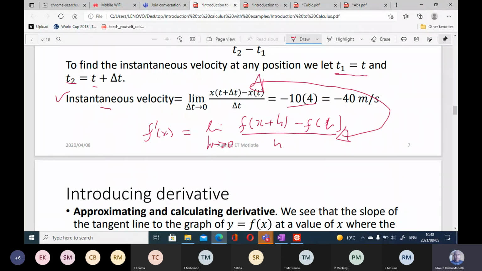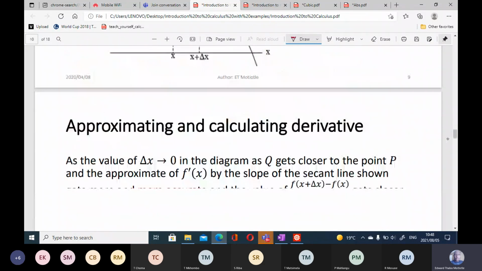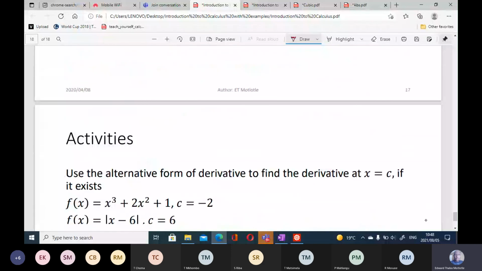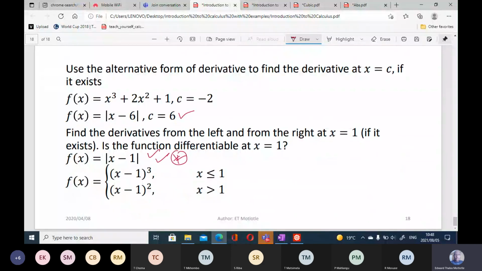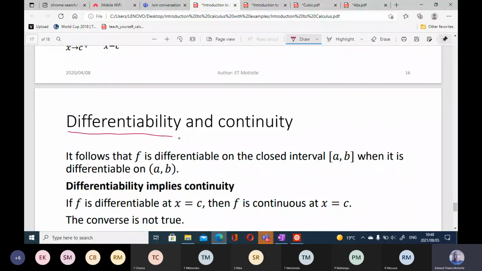Okay, so the same explanation that I've used there, we are going to use, let's go to those activities. So this means even at this one, it will be continuous, but because the limit does not exist there, it will not be differentiable at x equals 1. Okay, so for this one also you have to check that. So the most important thing was to discuss differentiability and continuity.